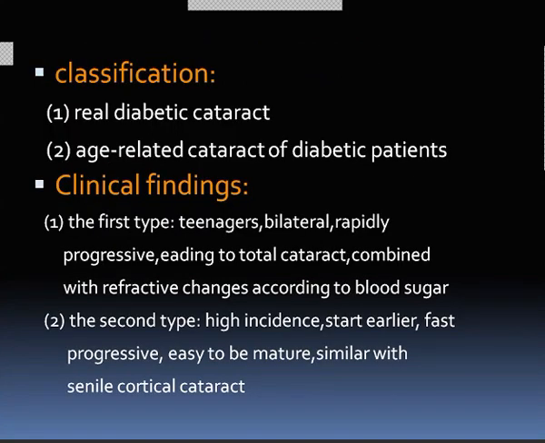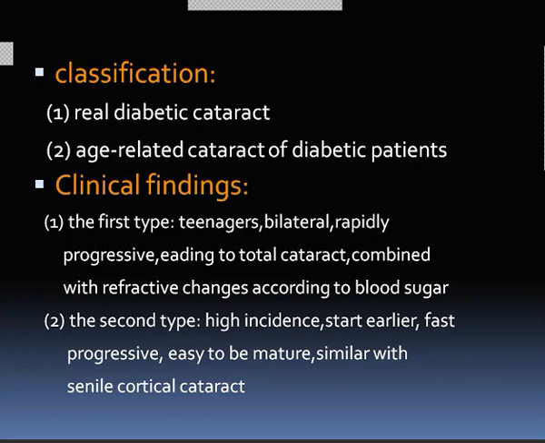Clinical findings. In the true diabetic cataract, what will happen? It occurs in teenagers with type 1 diabetes, and it is usually bilateral and rapidly progressive, leading to total cataract formation, combined with refractive changes according to the blood sugar levels. Okay. And then the second type, the age-related cataract of diabetic patients, has a high incidence and starts earlier, and progression is very fast and leads to maturity, similar to senile cortical cataract.